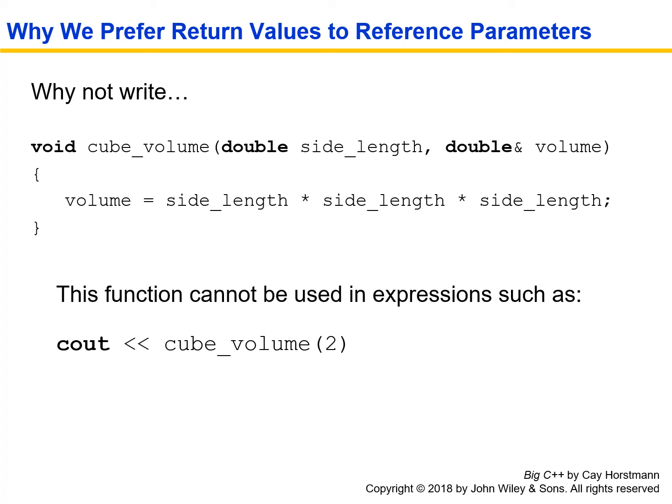Now, if we can use these reference parameters to change variables back in the calling function, why not write cube_volume(double side_length, double& volume)? The answer is that then we lose some convenience. We can't say cout << cube_volume(2) or volume = cube_volume(2).